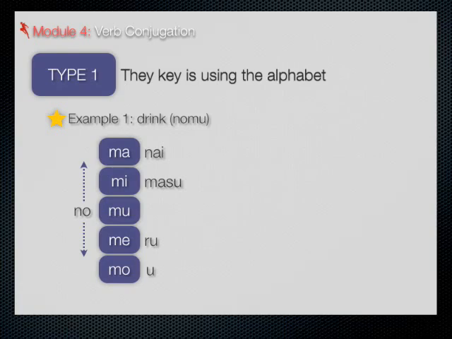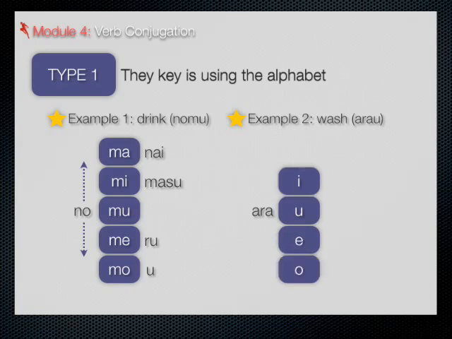So let's look at the verb to wash, which is arau. So the last letter there is u. So you might think to yourself, okay, I want to look at the a, i, u, e, o line. Well, you're almost right. When you have a u as the last letter, you want to look at the line wa, i, u, e, o. So instead of a at the top, you want to use a wa, and that's kind of just the way it is. But everything else is the same.